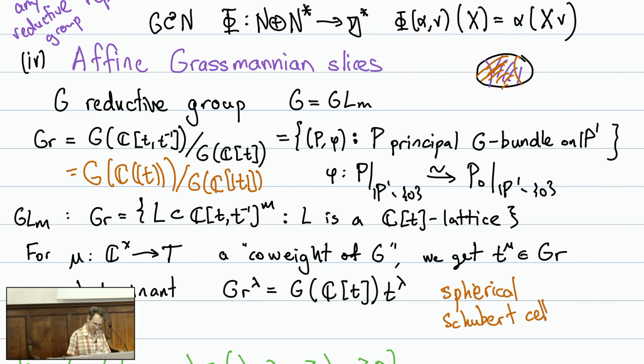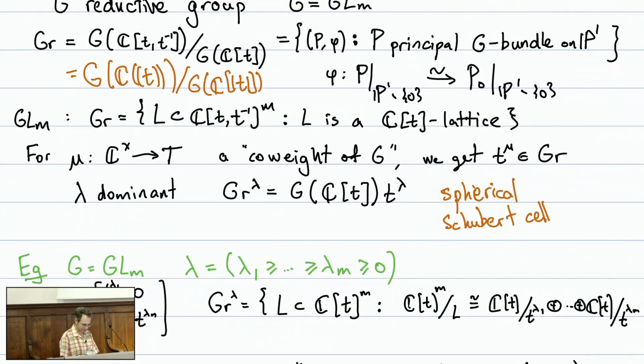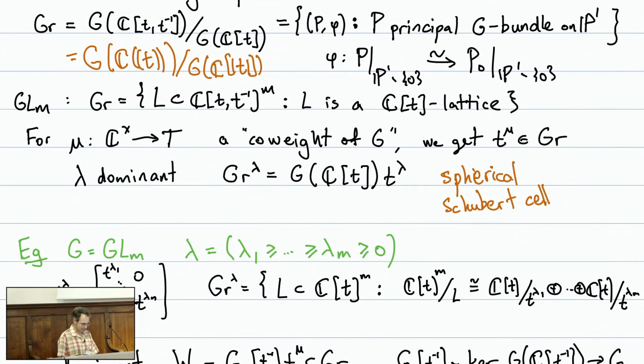It would be called a variety if I took the closure. That's why I'm calling it a cell rather than a variety. Okay, let's look at the example. Let's take GL_m. So what does one of these coweights of GL_m look like?